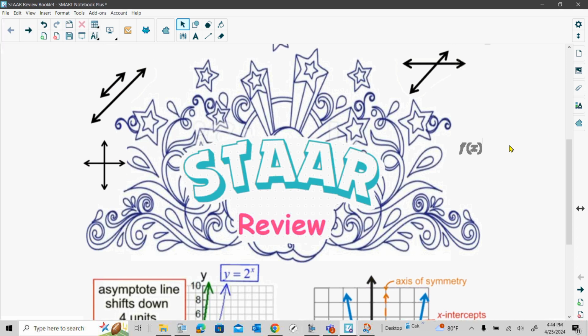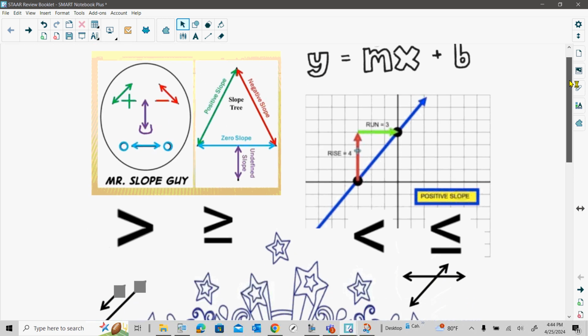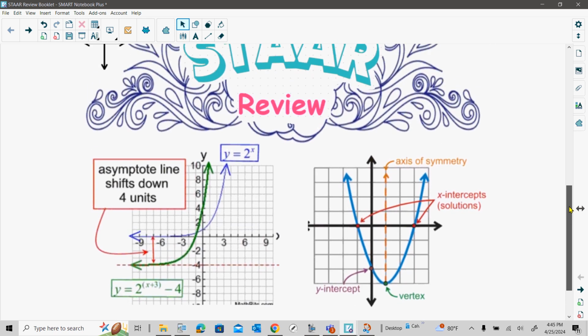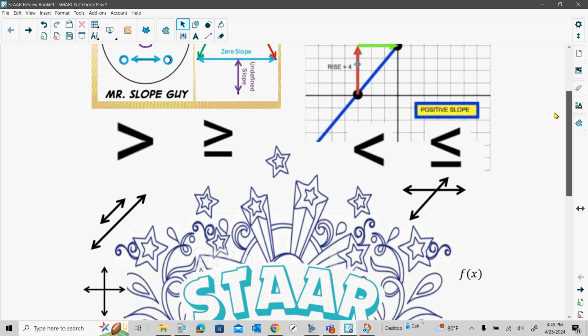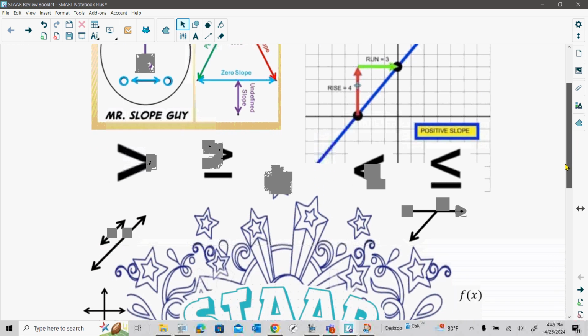All right, guys, this is your STAAR review booklet. The cover page has some images of facts or concepts that you need to know. What I want to give you time to do right now is look at these images, these symbols, maybe the graph, maybe your slope band, and write down anything you might know or recognize.